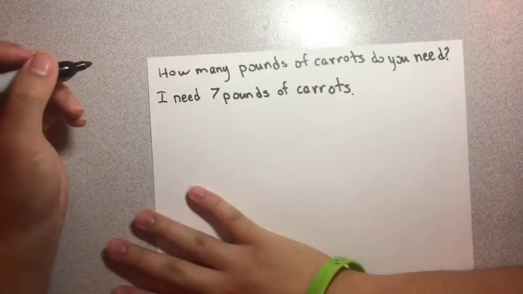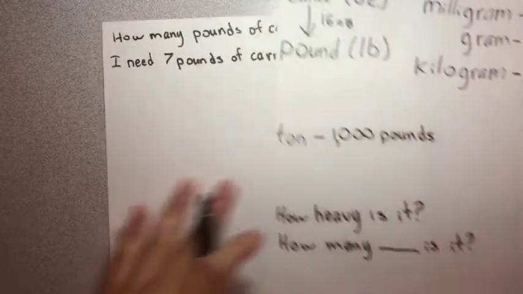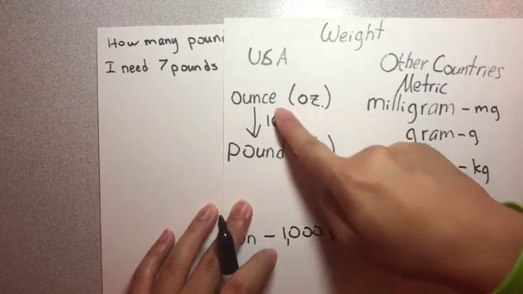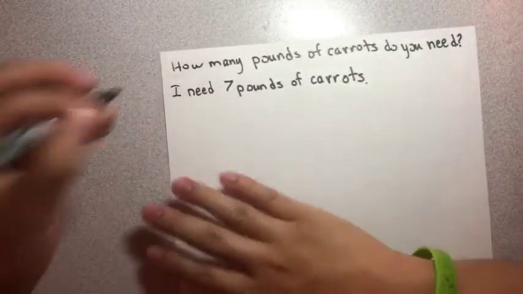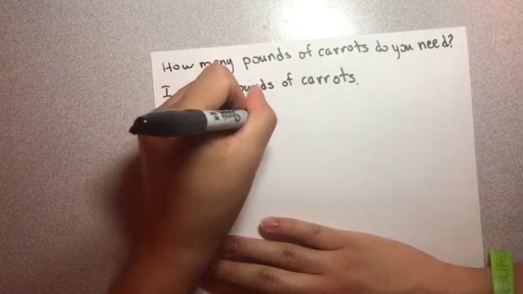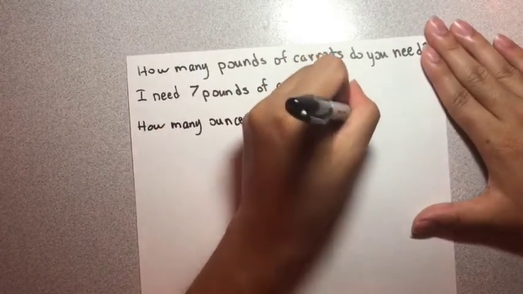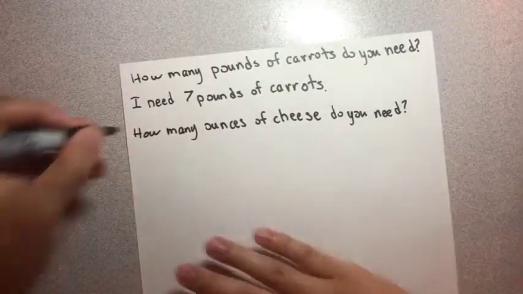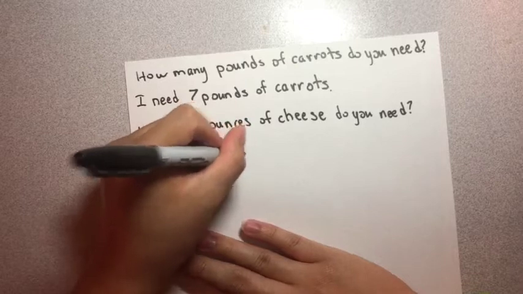Okay? Let's say I also need cheese. Let's use, where's my weight paper? So we just used pounds. Let's use ounces. Remember, in 1 pound, there are 16 ounces. So 16 ounces is the same as 1 pound. So let's ask, how many ounces of cheese do you need? How many ounces of cheese do you need? I need 12 ounces of cheese.